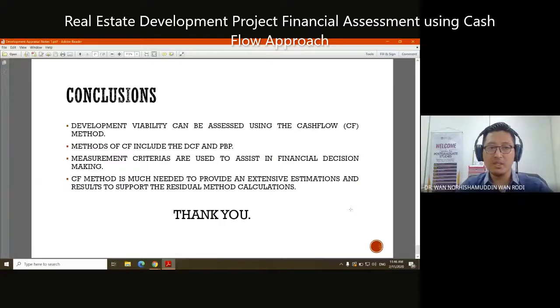Okay, last but not least, the cash flow method is much needed to provide an extensive estimation, because the residual method can only provide very limited results and calculation. Therefore, we need to have the cash flow method to assess or to back up the results from the net present value, internal rate of return, and also from the recoupment period of a certain project.